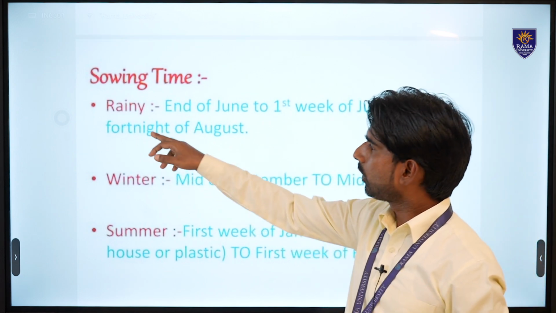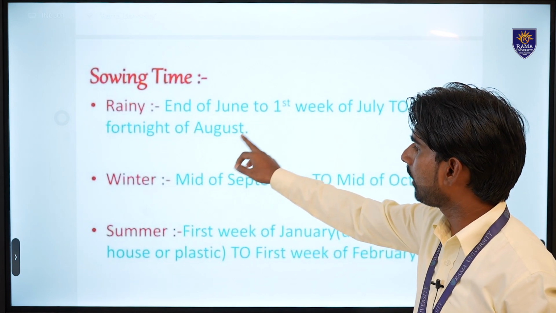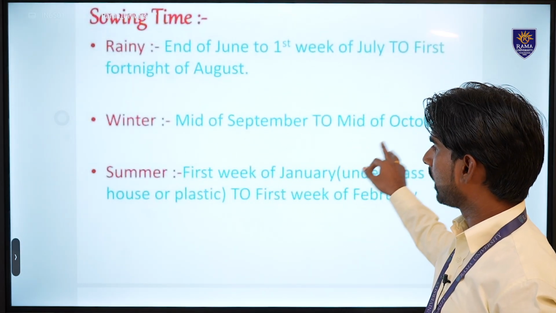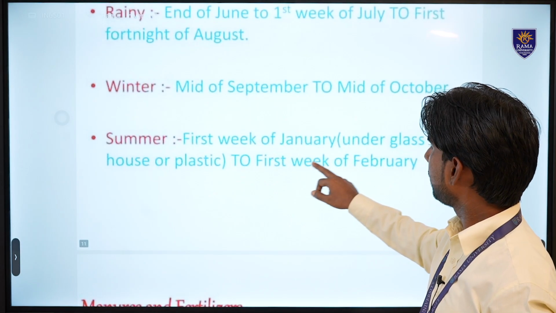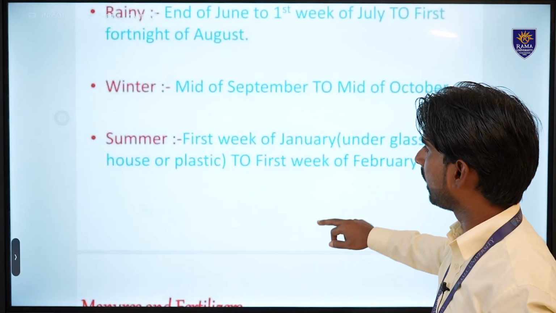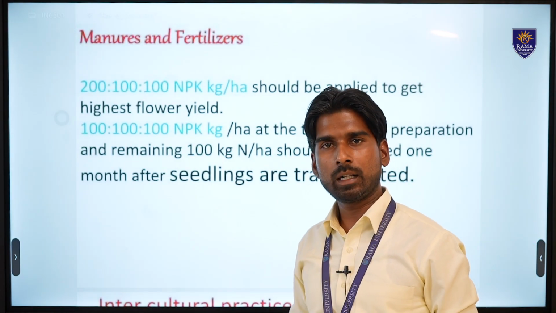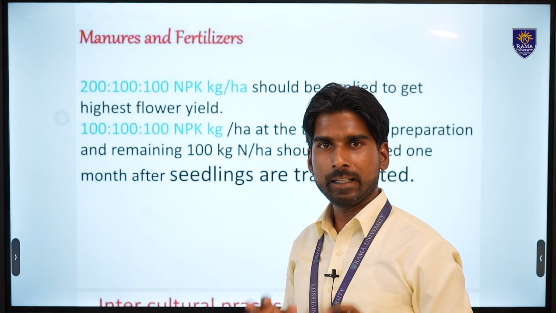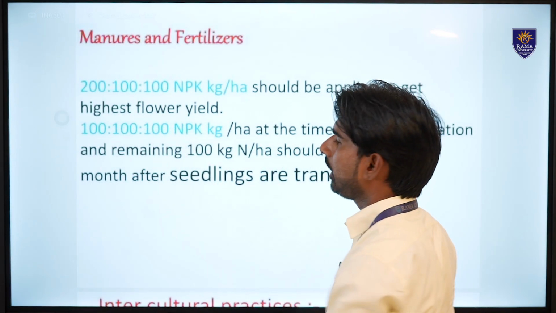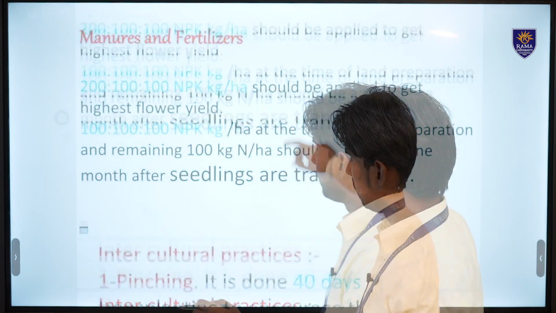Sowing time: in the rainy season, June to first week of July to first fortnight of August. In winter, September to mid October. In the summer season, January under glass house or plastic to first week of February. Manure and fertilizer are very essential; 20, 100 NPK kilogram per hectare is required for the cultivation of marigold.